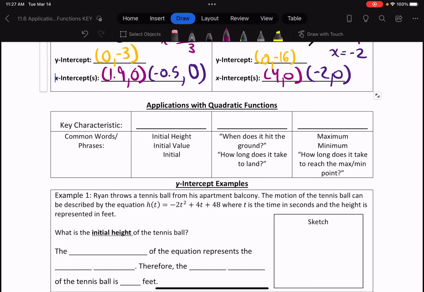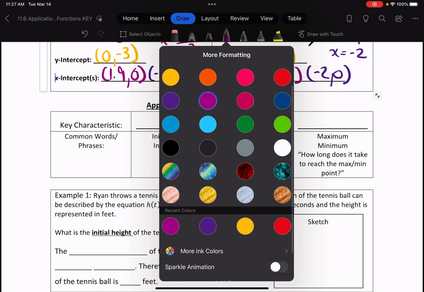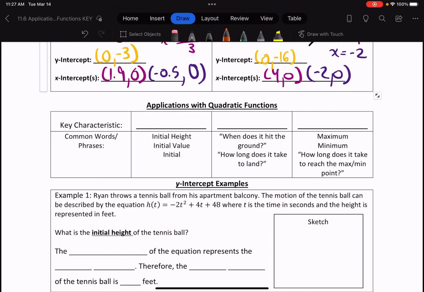By the end of today's lesson, you're going to be able to answer the question: why would we want to know how to solve quadratic functions? You're going to see some key characteristics that line up with words throughout these word problems. If you ever hear initial height, initial value, or anything that says initial, I want you to automatically think: I need to be looking at standard form because I need that y-intercept. So remember, you want to be in standard form for this.